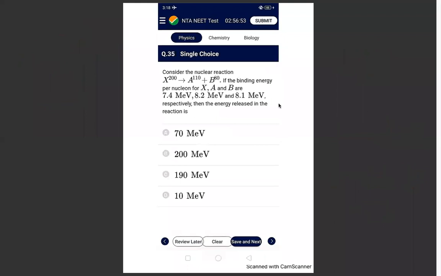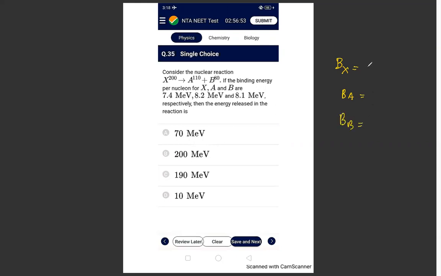35. Consider the nuclear reaction. This question is on the energy released in the reaction. So let's do it. How to find it out? First of all, we have to find the binding energy, but here it is given binding energy per nucleon. So we need the binding energy of X, binding energy of A, and binding energy of B.